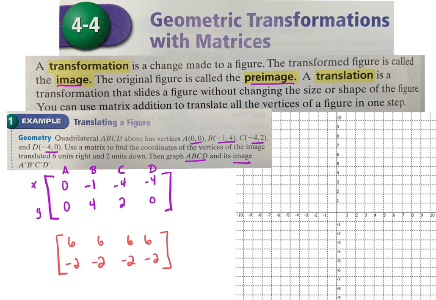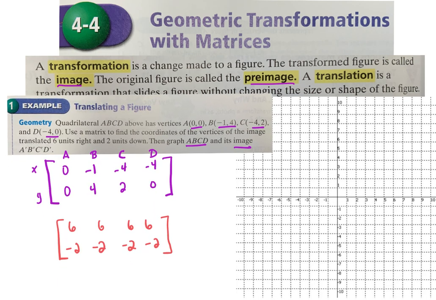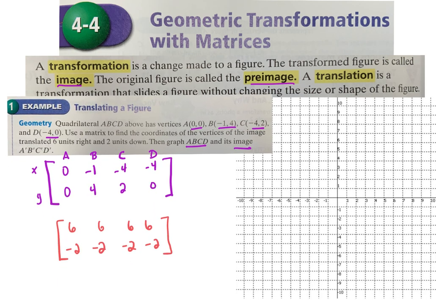And then you would just add these two. If I add these two, I should get my new vertices. We just did addition in our bell work. 0 and 6. Yeah, so we're just going to fill it in. Are you always going to add them? For a translation, you will.